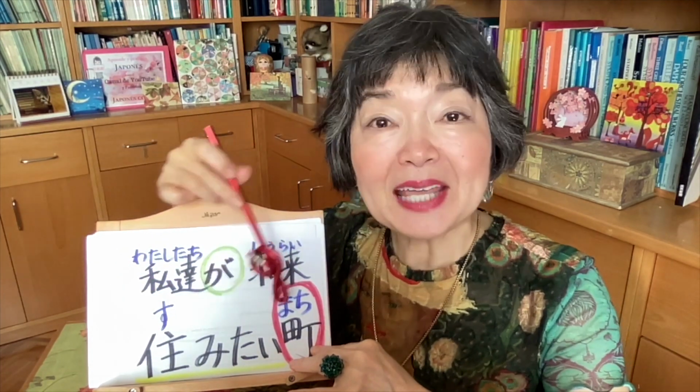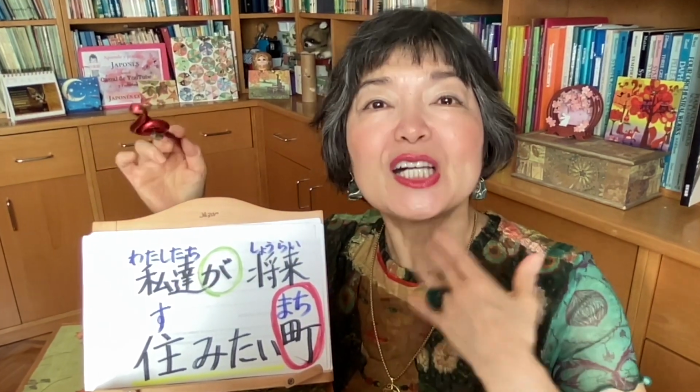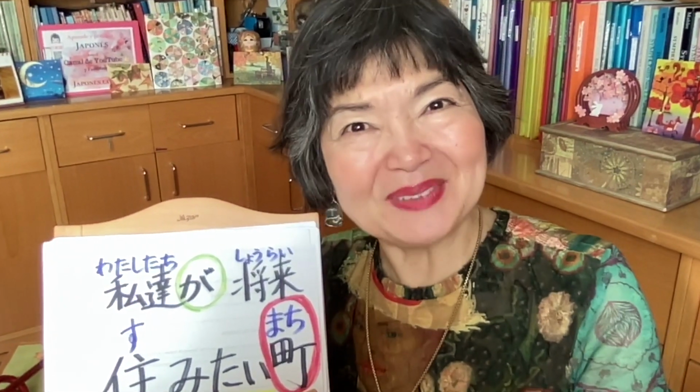where we want to live in the future. I think it's very easy by now, right? At first 私たちが, because this is the subject, we must change from は to が. 私たちが. 将来, in the future. I already made a video about the difference between 将来 and 未来, and this is all the future. So maybe you can watch this video too. 住みたい街, the city where we want to live. 私たちが将来住みたい街.